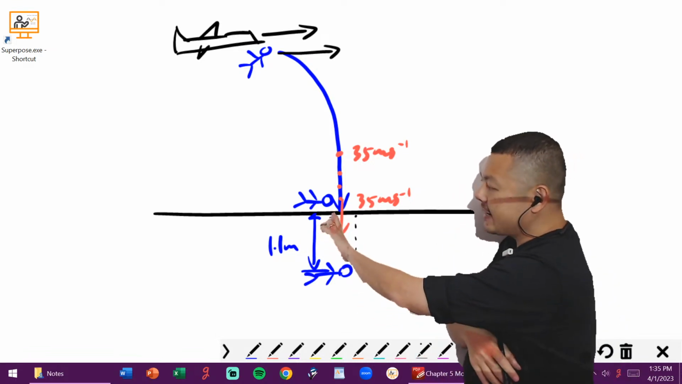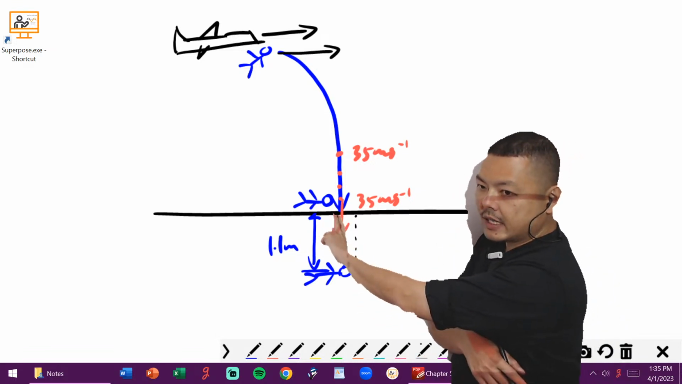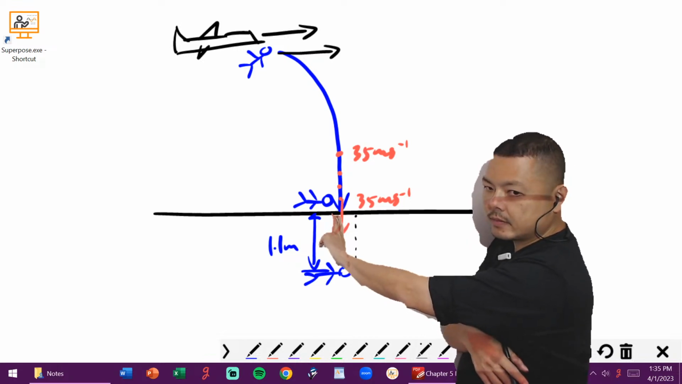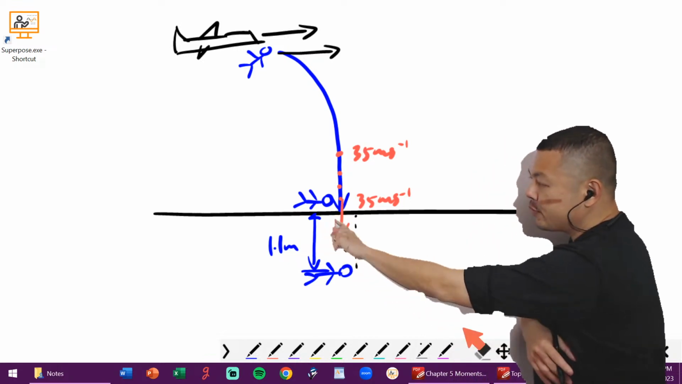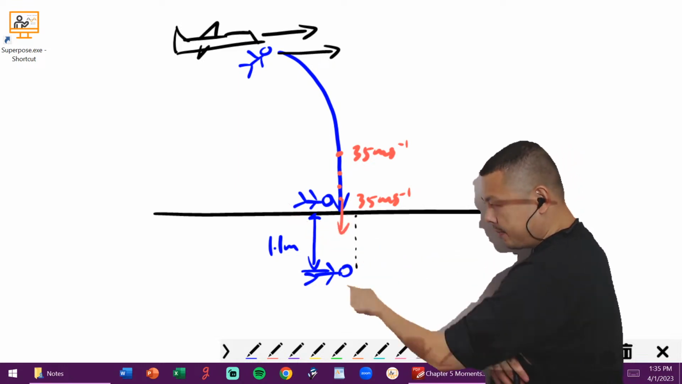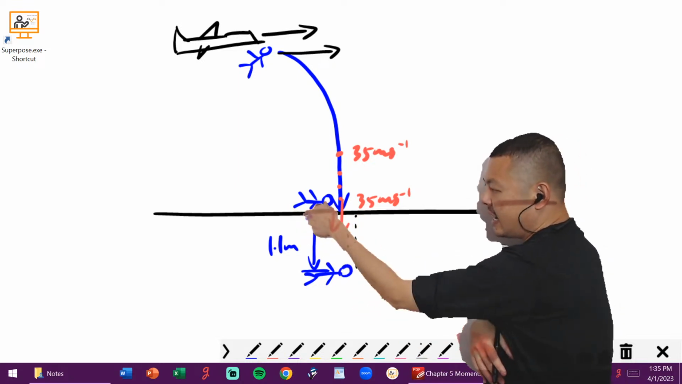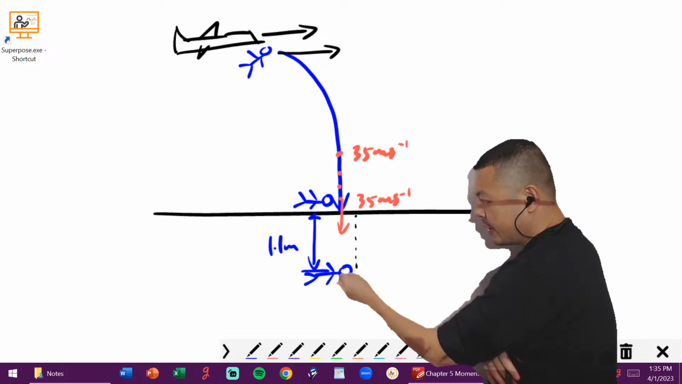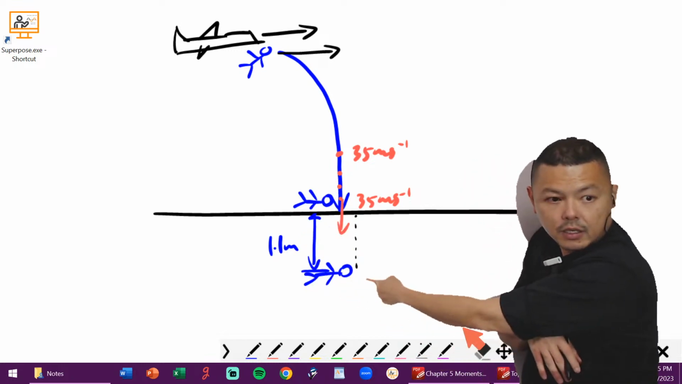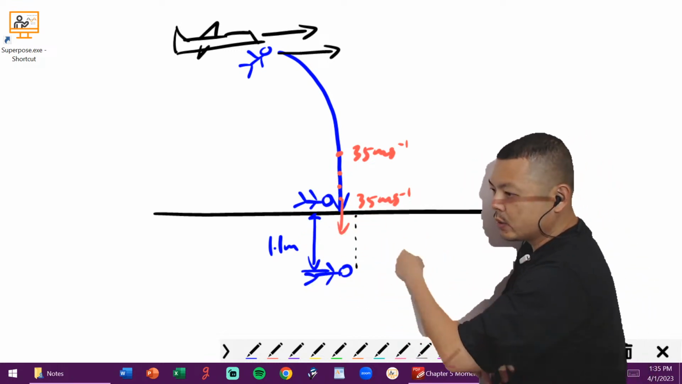So this part here is the part where a lot of students will miss out. They will miss out this 1.1 meters. So you have to realize that in order to stop him, his KE here and the GPE here must be reduced to 0 here. So it's KE plus GPE equals the work done by the snow.